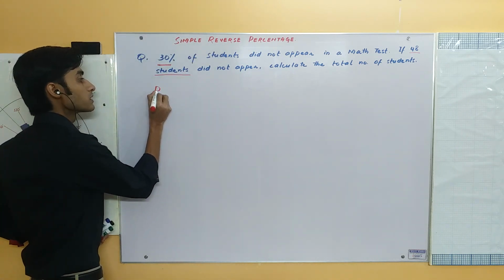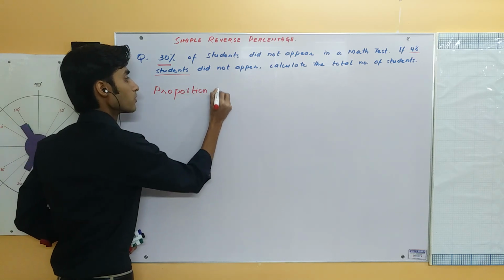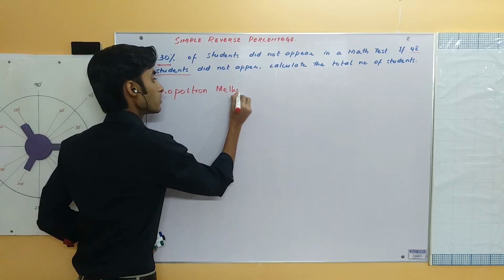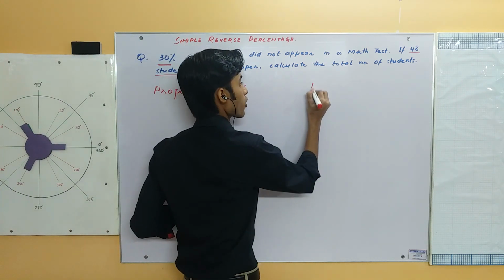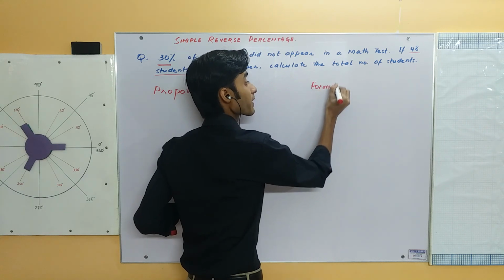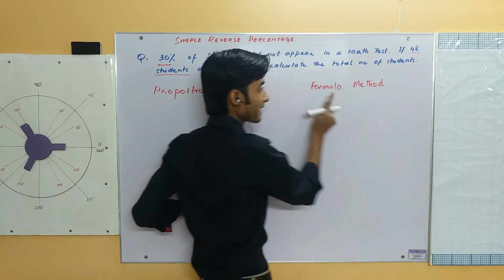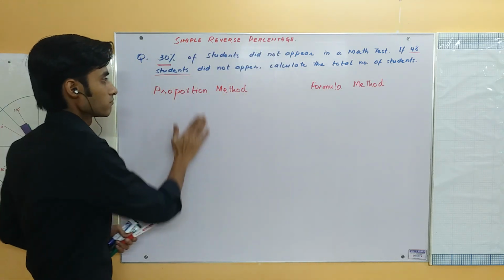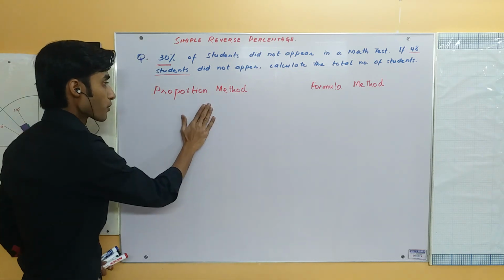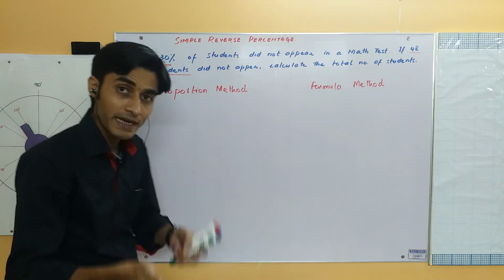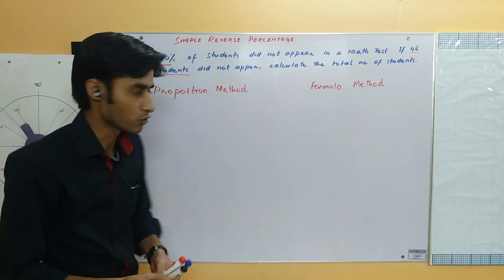So now what we have to do, there could be two ways of getting this question done. One of them is called the proportion method, and the other one is maybe called the formula method or direct method. I am going to discuss both of them. In the proportion method, you need to develop two relations involving two quantities each.